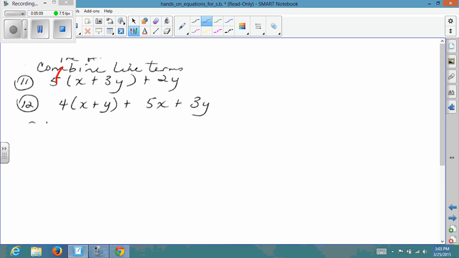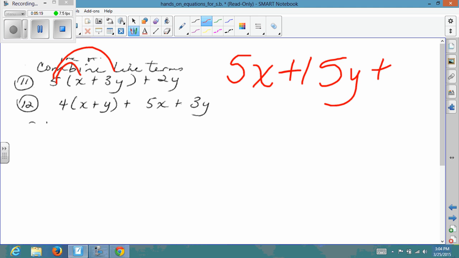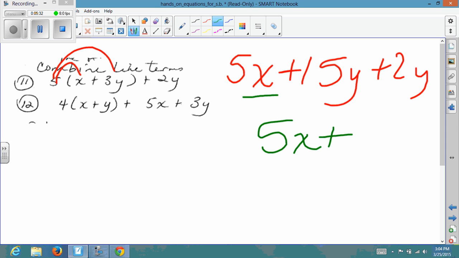Okay? Next part, combine like terms. So you're going to draw a rainbow to each term. 5 times x is 5x, plus 5 times 3y is 15y, plus 2y. Remember, when you're combining like terms, you can only do same variable, same power. So my variable is x. I don't have anybody else with the last name of x, so my answer is going to start with 5x, plus 15y and 2y. I can combine those, but remember, you only add the coefficients when you do that.